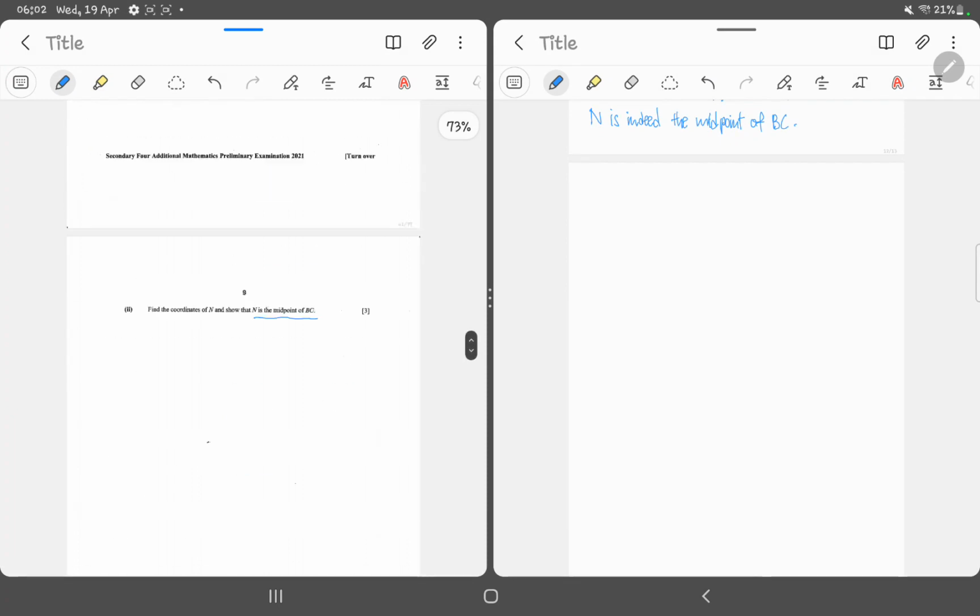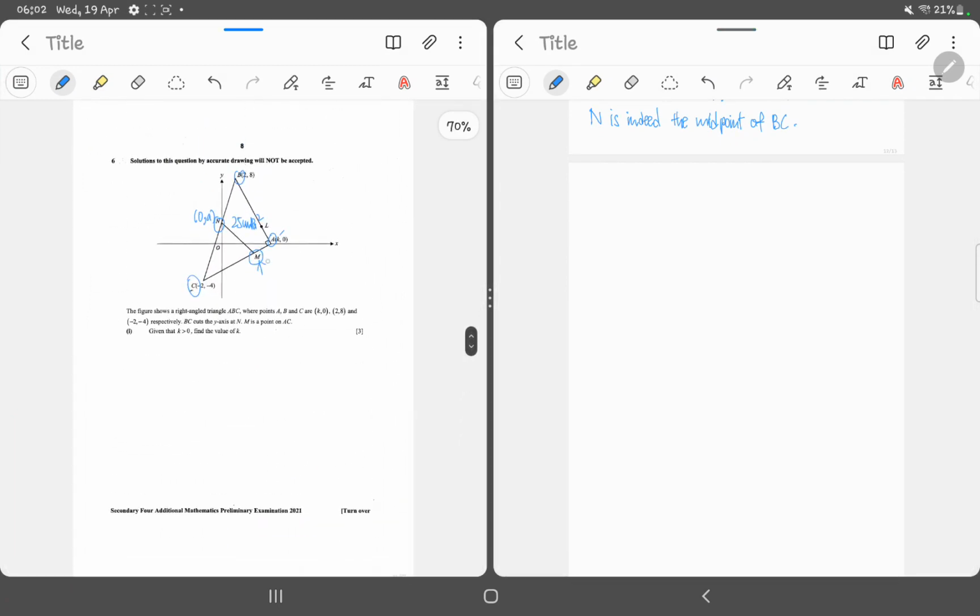Find the coordinates of N, right? So the first thing that I'm going to do is evaluate the gradient of the line AC first. So the gradient of AC is actually equal to, so K is actually, this is actually 6, 0. Let me label the coordinates of all the points that we have found.